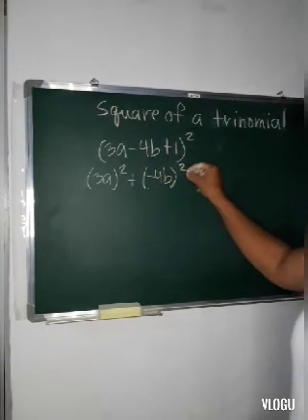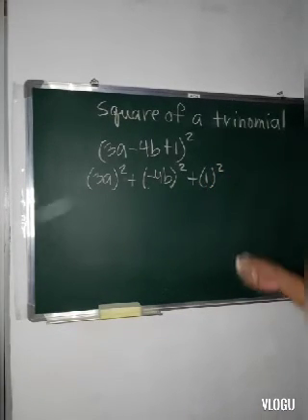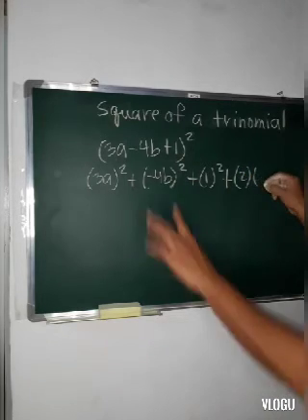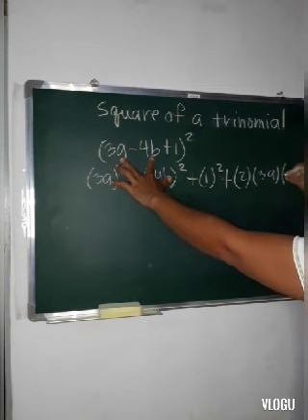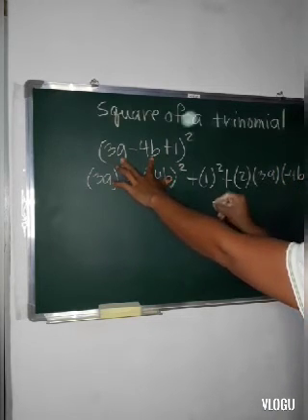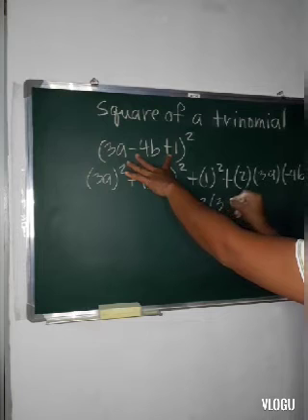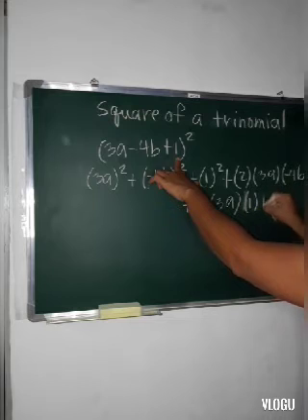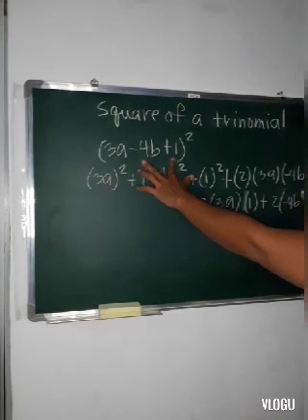Squared, plus 1 squared. Next, twice the product of all the pairs that we can make. Plus twice 3a and negative 4b. Next, plus twice the product of 3a and 1, plus twice the product of negative 4b and 1.